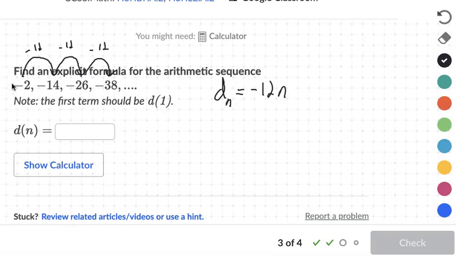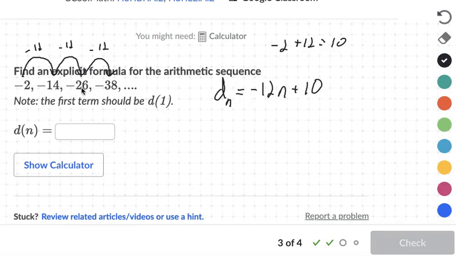An easy way to think about that is to imagine what the imaginary term before negative 2 would be. So to figure that out, we'll just work backwards and add 12 to negative 2. So negative 2 plus 12 equals positive 10. So if there was a term right before the negative 2, it would be the 10, because 10 minus 12 is negative 2. That just makes an adjustment here so that for the first term, we end up with negative 2.